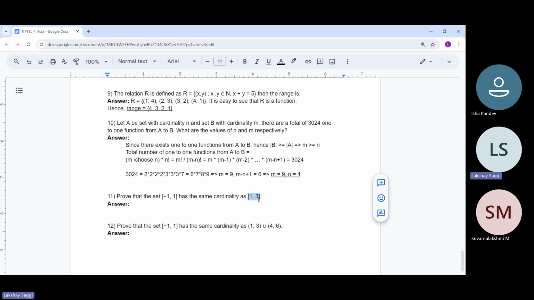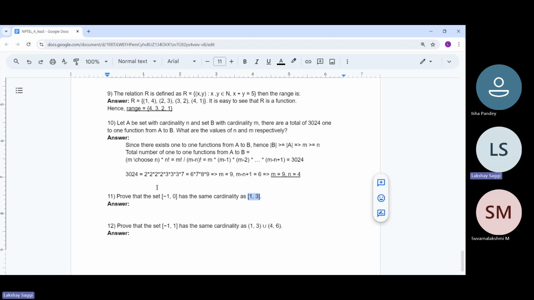So this might seem counterintuitive at first. What I was trying to say was, I can kind of change the question also. So the set of real numbers from -1 to 0 has the same cardinality as the set of real numbers from 1 to 3. Suppose we have to show this kind of thing. Like this is the question.